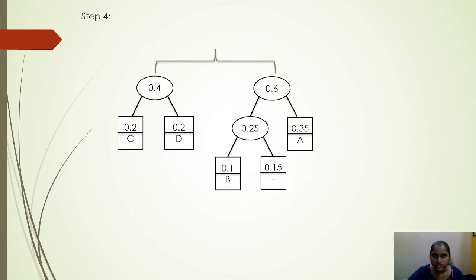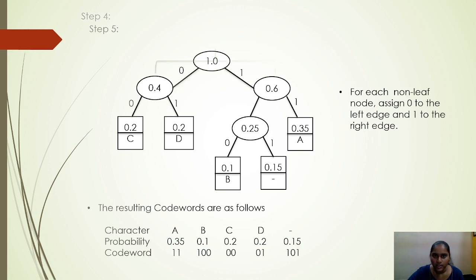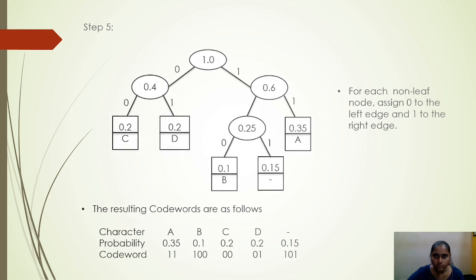Now 0.6 is greater than 0.4. So 0.4 has to come to the left side of 0.6. Now this is the final tree. In this, for each non-leaf node, assign 0 to the left edge and assign 1 to the right edge. The resulting code words are as follows. Character A has code word 11, B has 100, C has 00, D has 01 and dash has 101.